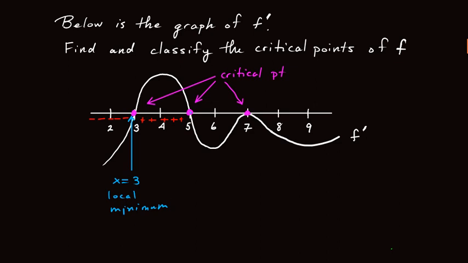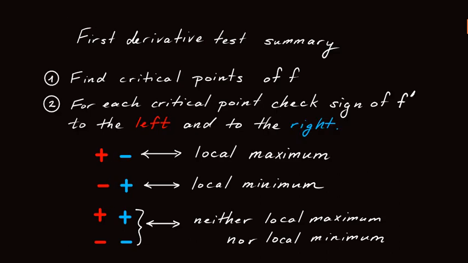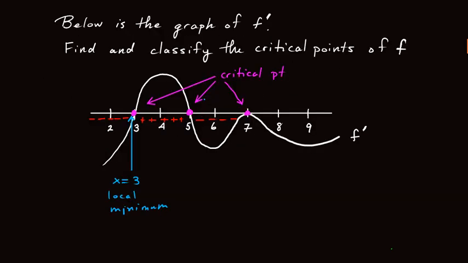Going to the next critical point at 5. Well, before 5, the graph is above, so I have a positive first derivative. After 5, the first derivative dips below the x-axis, so it's now negative. That is, I have plus on the left, minus on the right. According to the first derivative test, plus followed by minus is a local maximum. So this point at 5, x equals 5, is a local maximum.